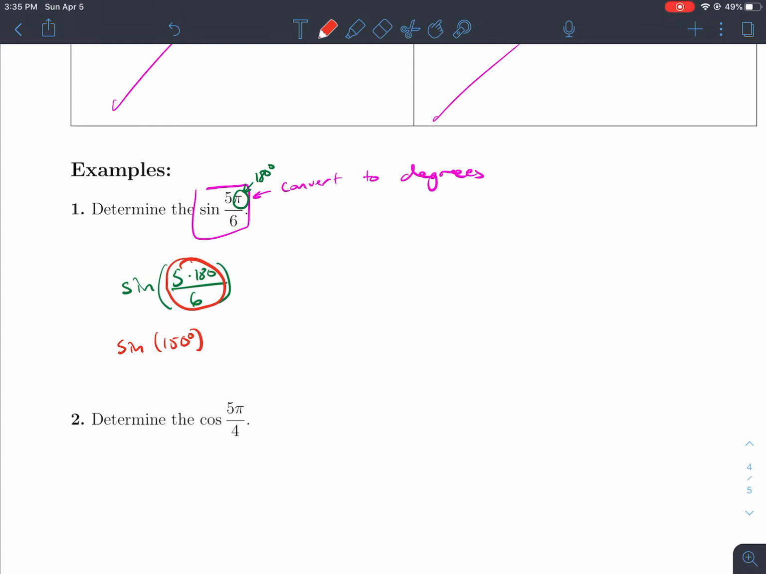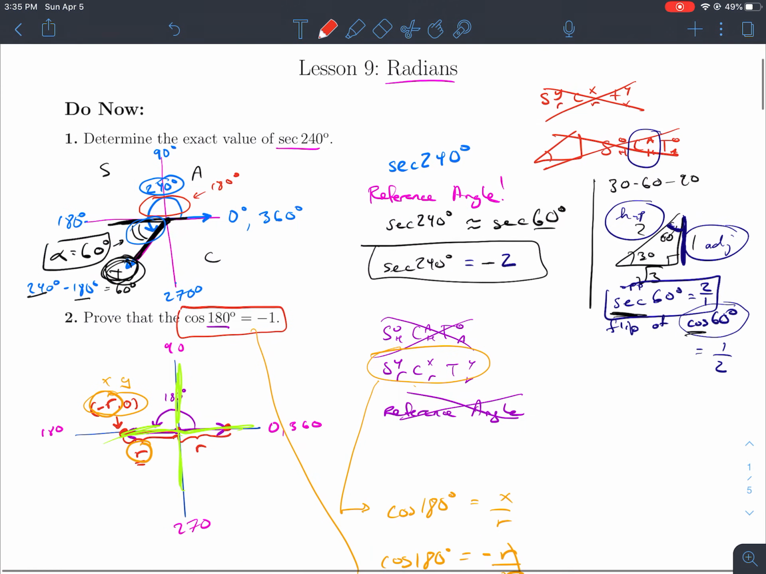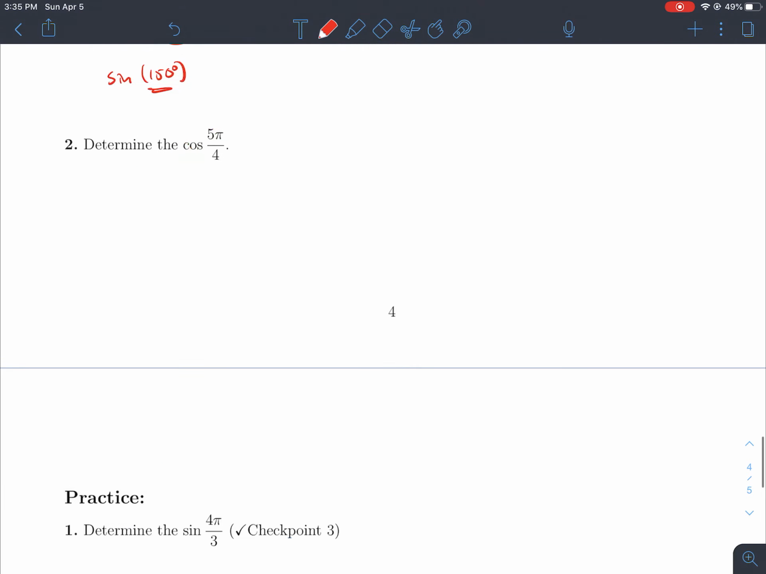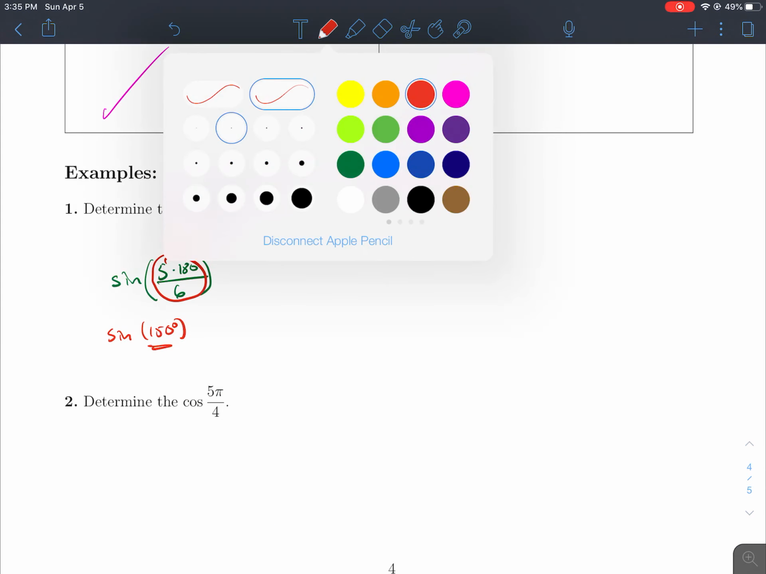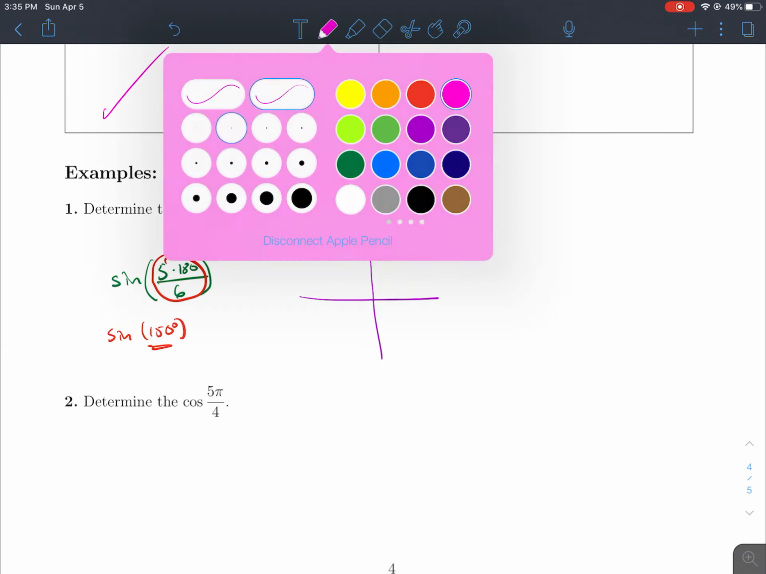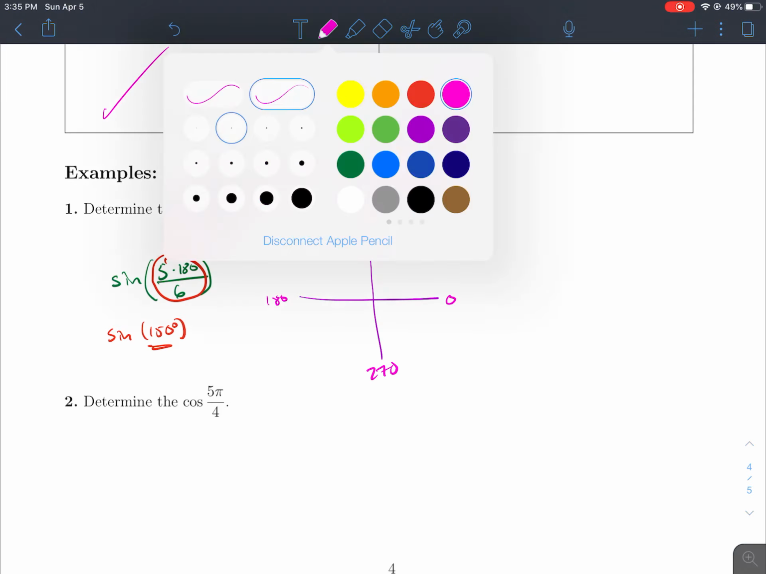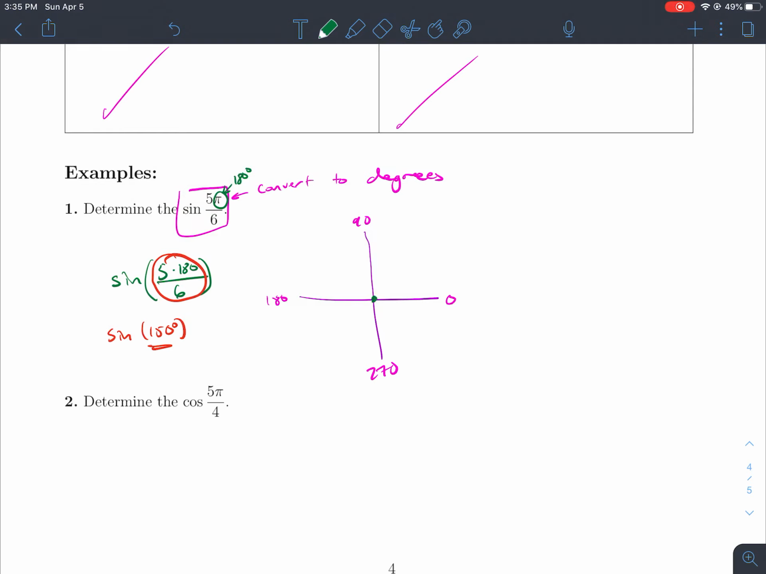Now you could plug this one in on your calculator, but you might get an ugly decimal for it. We do know from our do now how to do things like the sine of 150 degrees, though. It's very similar to problem 1, where we had to find the secant of 240 degrees. So what we're going to do for the sine of 150 degrees is we're going to graph it on our coordinate plane. So 0, 90, 180, 270. For the sine of 150 degrees, that's going to be right here.